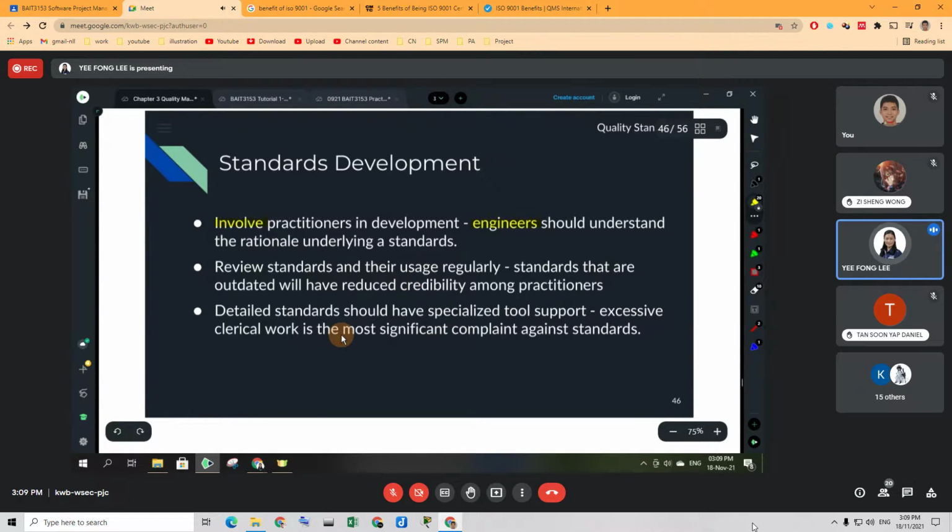Next one, make sure the tool support is available. If they change the standard, make sure the tool support is available also. What is meant by tool support here? For example, metrics used to measure the standards.